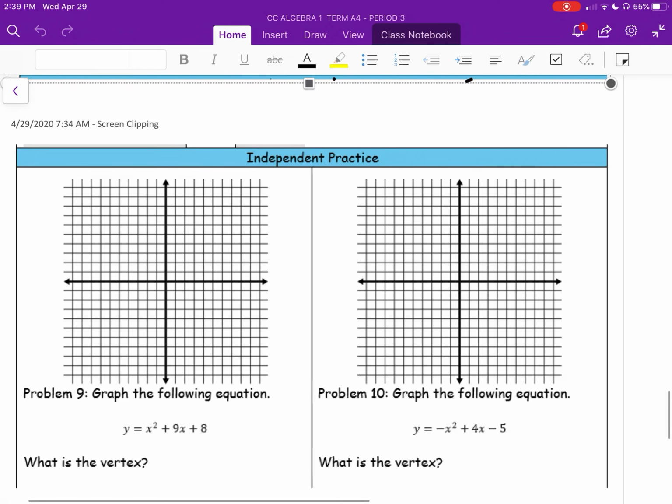So if we look down here, we have some independent practice, and we're going to come back and do these in the next video.